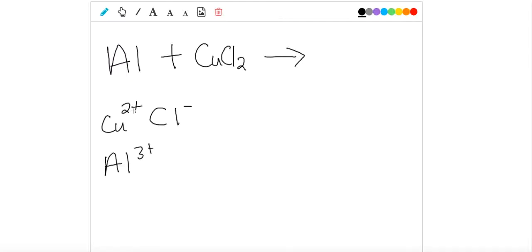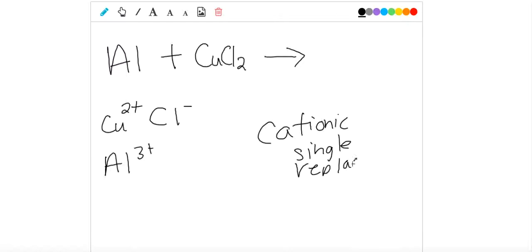Copper's a cation of 2 positive. Notice you have 2 cations and only 1 anion. This is a cationic single replacement or single displacement. Both are acceptable answers. It's whatever you feel more comfortable with. Some people like replace because they know the cation replaces the other one. Some people like displace because they think it's displacing the other one, booting it out of the way. It's whatever you like better.